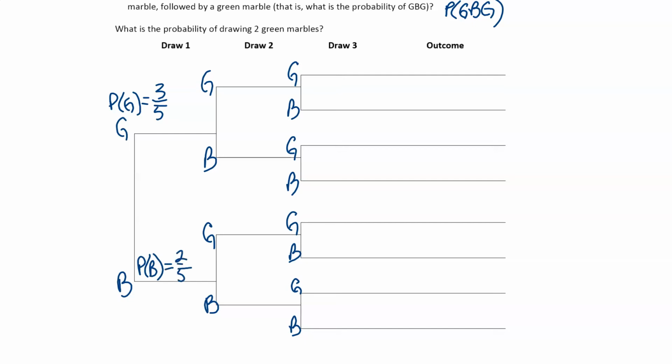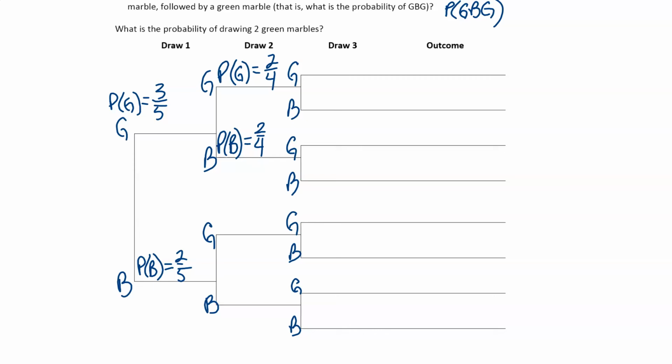However, now when we get to the next draw, because we didn't put the marbles back into the bag, if we drew a green marble out of the bag and kept it out, the probability now of drawing a green marble the next time is only 2 out of 4. Because there are 4 marbles left in the bag, we've taken one of the green ones out, so we're down to just 2 green marbles. Similarly, the probability of drawing a blue marble is 2 out of 4 because we haven't taken any of the marbles out and there are 2 blue marbles.